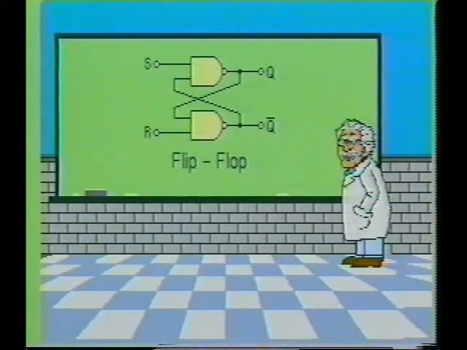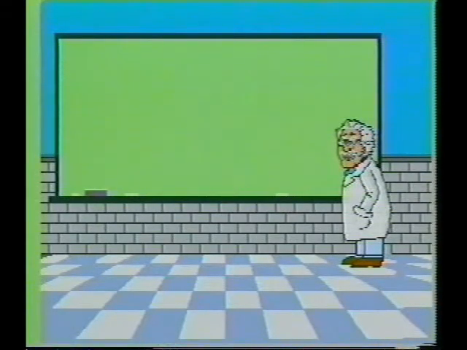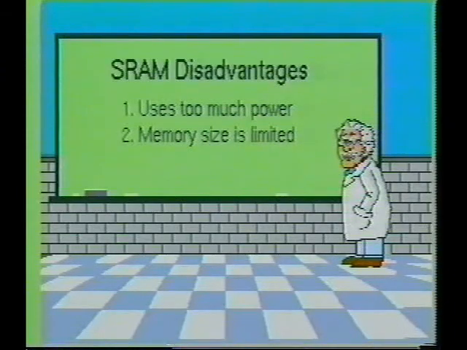The static RAM device uses flip-flops to store individual bits of information. The two major disadvantages of the static RAM device are, first, they dissipate too much power, and second, each flip-flop memory cell occupies a relatively large area on the IC, which limits the maximum number of cells available.